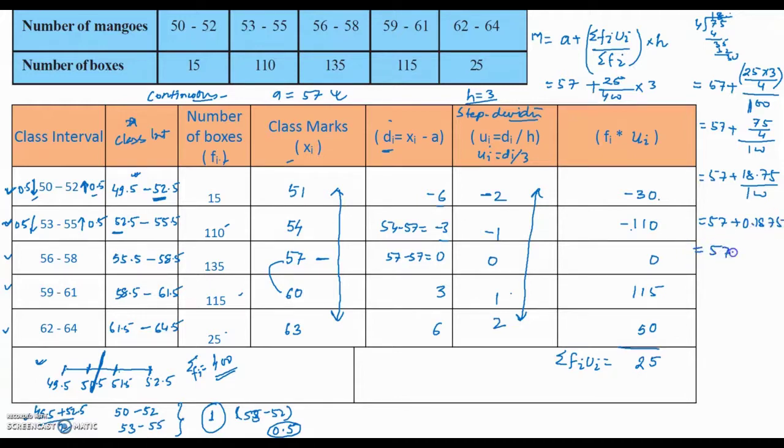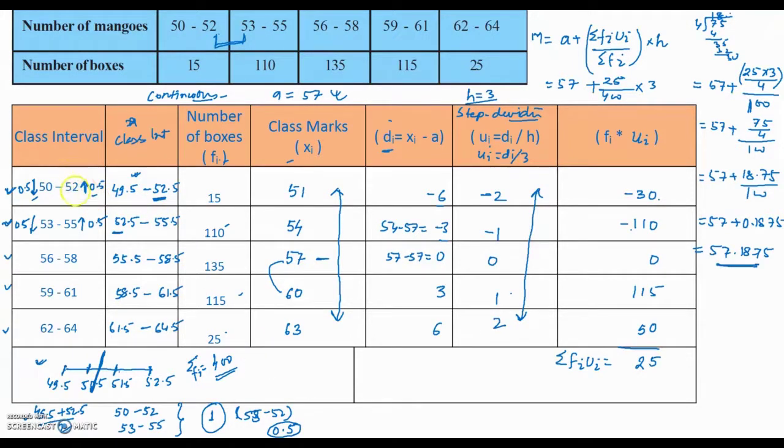So the answer is simple, 57.1875. This is the mean that we are looking for. Just to recapitulate what we tried to do, the classes were initially not continuous. We saw that there is a gap of 1 between 52 and 53. So this gap we have to half it. Half will give us 0.5.